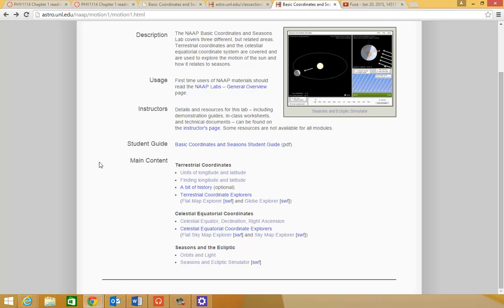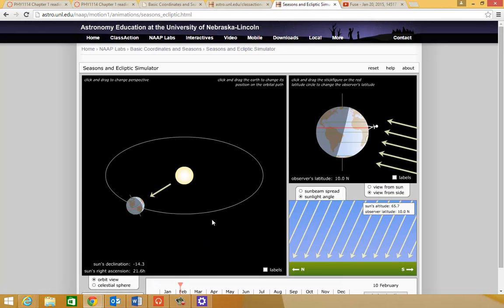All right, moving on to number 10, same thing, Terrestrial Flat Map Explorer. Number 11, my suggestion is to go to the units of longitude and latitude yet again. Number 12, go to the Terrestrial Flat Map Explorer again. For number 13, it asks, why is the summer warm in the northern hemisphere? Or vice versa, you could ask, why is the summer in the southern hemisphere warm? And it's really the same answer. So my suggestion is to come up with that answer, check out the Seasons and Ecliptic Simulator. That'll help you answer that question.